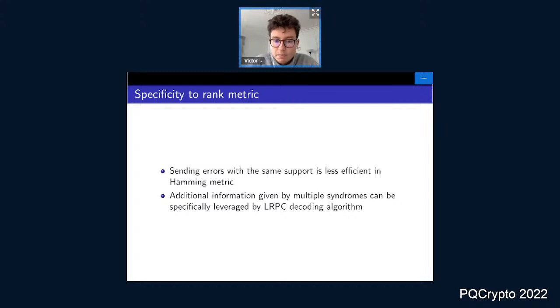So our approach is specific to the rank metric, because in Hamming metric, sending errors with the same support would be less efficient. You can only send a smaller number of multiple syndromes before you have an attack. And also, our approach is specific to the LRPC decoding algorithm and cannot be adapted naively to other classes of codes.